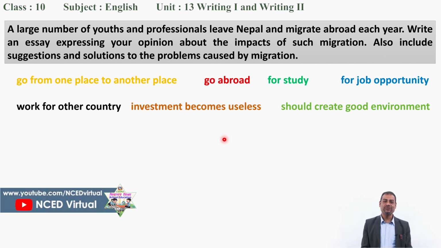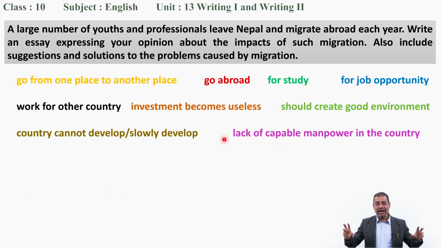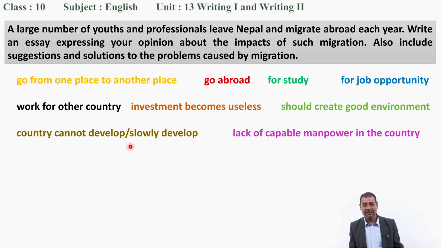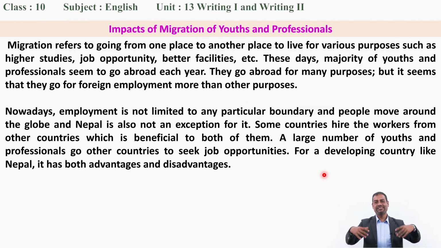Now after doing this, see, these are the points, okay. So after, see, country cannot develop, slowly develop, lack of capable manpower in the country, these things you can add. After this, what I have told you, you just develop into, let's say, sentences. And if you write sentence by sentence, that becomes a paragraph, okay. So for example, your second step can be like this. Let me read it and you can also read now.